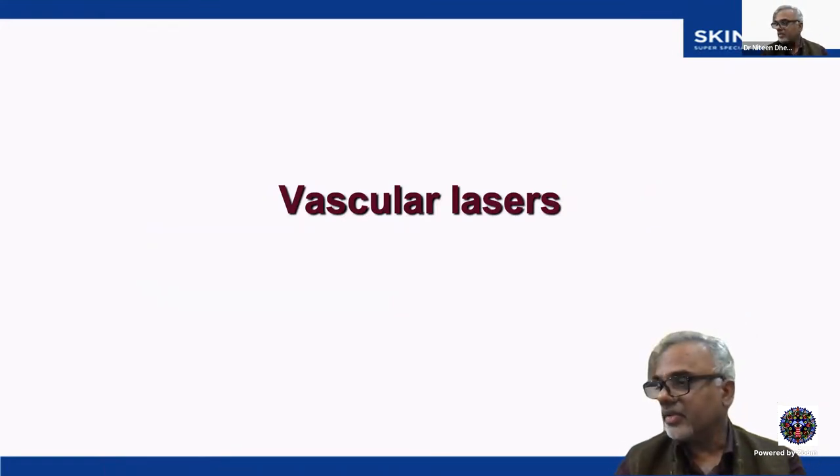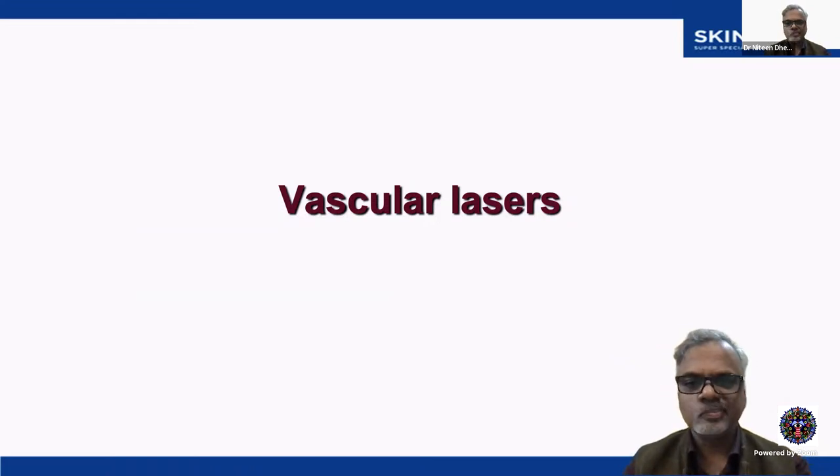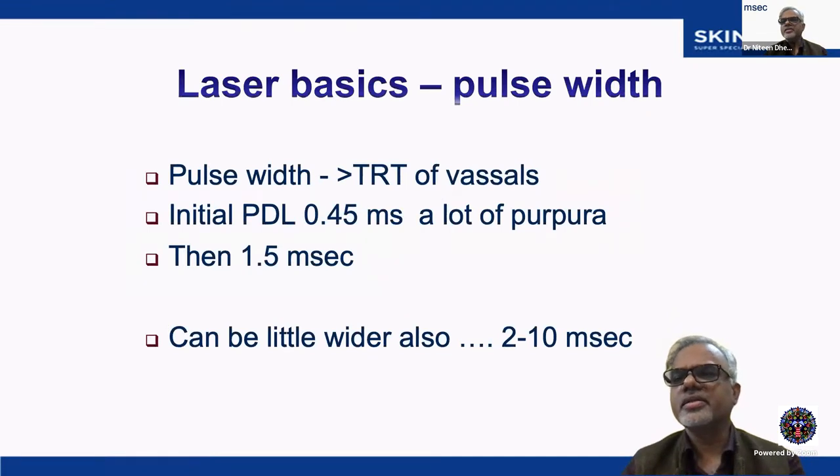The next type of laser which we need very commonly on the face, around the eyes, is a vascular laser. So what is a vascular laser? It targets a vessel. A typical vascular laser will require a pulse width less than the thermal relaxation time of the vessel. Initially, PDL, pulse dye lasers, were the best vascular lasers. They used to have 0.5 millisecond, 450 microseconds, but that used to cause a lot of purpura. Then they shifted that pulse width to 1.5 milliseconds.